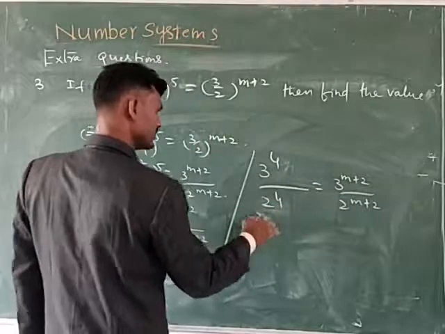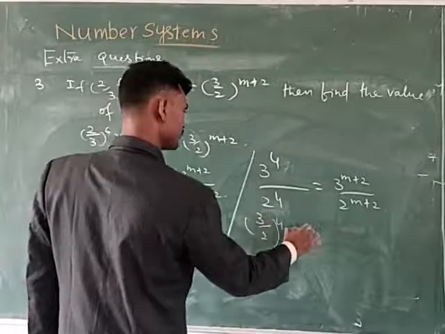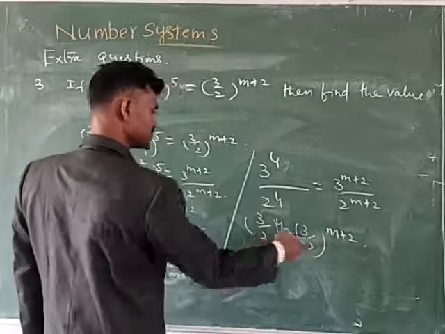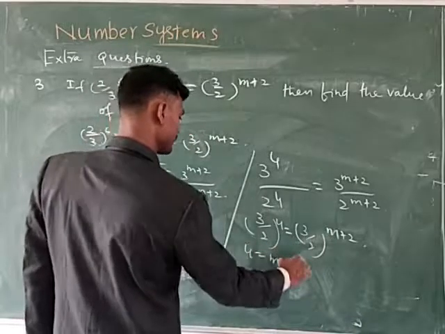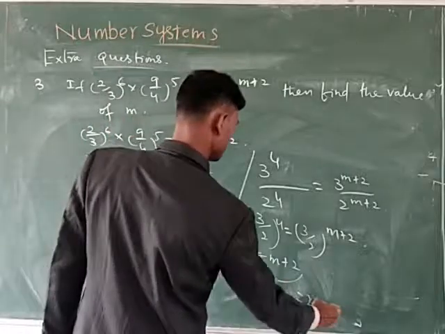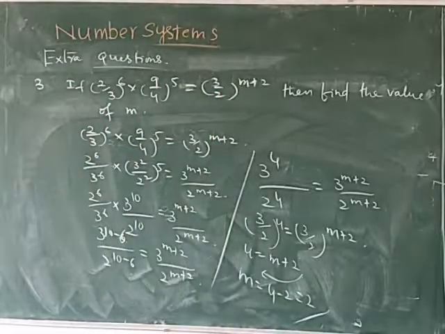Now here 3 by 2 whole power 4 is equal to 3 by 2 whole power m plus 2. Bases are equal, powers also equal. Then this 2 goes to this side. m is equal to 4 minus 2, m value is 2. Note down.